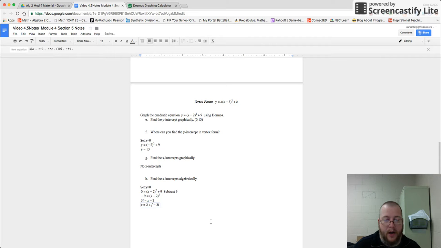Well, imaginary numbers cannot be on the axis. So we would just say since there are imaginary solutions, there are no x-intercepts. Obviously, looking at the graph is a much easier way to do these kinds of problems, but you can see the algebra and the techniques we've learned can help us find those as well.